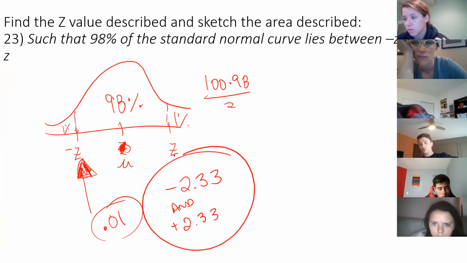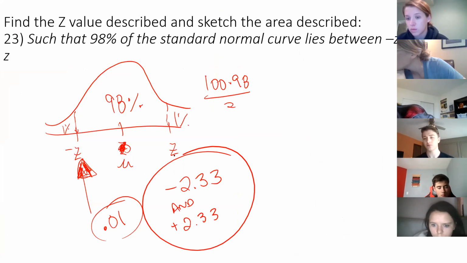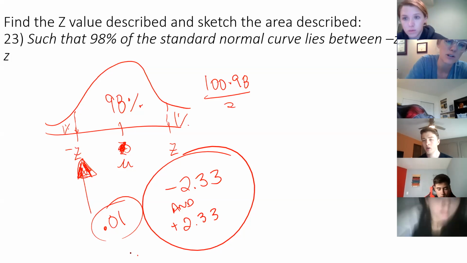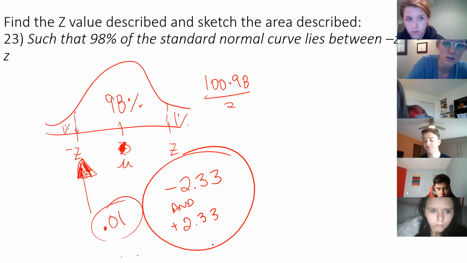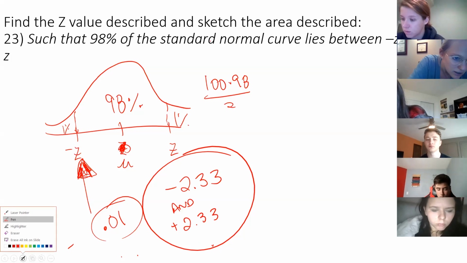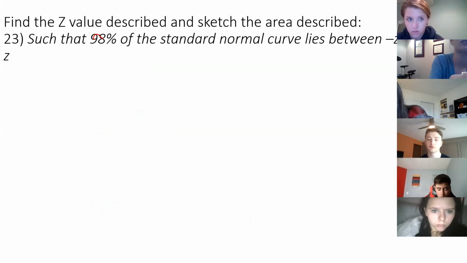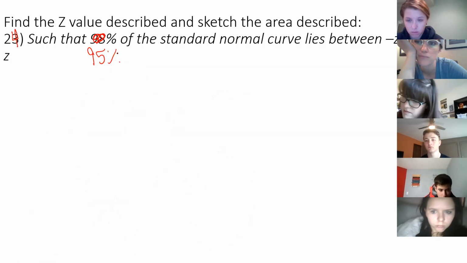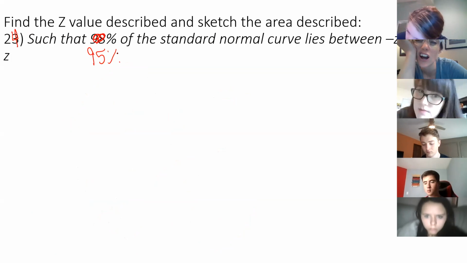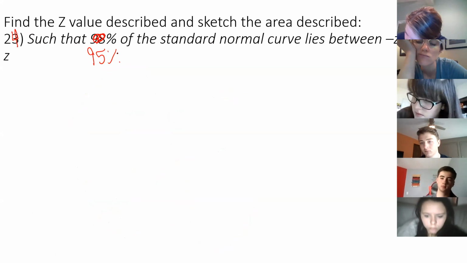Got it. How about try on your own? Try number 24. I want you to find the z value so that 95% lies between z and negative z. So it's the same problem. This is number 24, but 95% is going to be between z and negative z. So give it a stop. Let's just start out.